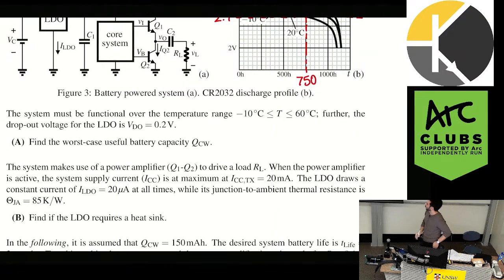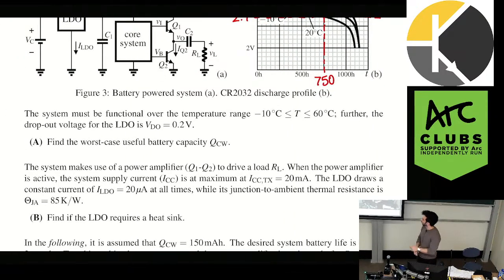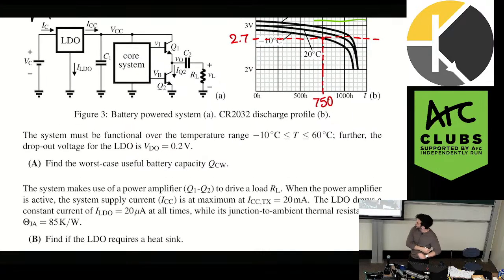The system makes use of a power amplifier to drive a load. When the power amplifier is active, the system supply current is at a maximum ICC TX equals 20 milliamps. The LDO draws a constant current of 20 microamps at all times, so that's this current here, while its junction to ambient thermal resistance is given as that. Find if the LDO requires a heatsink. Any ideas as to how to approach?